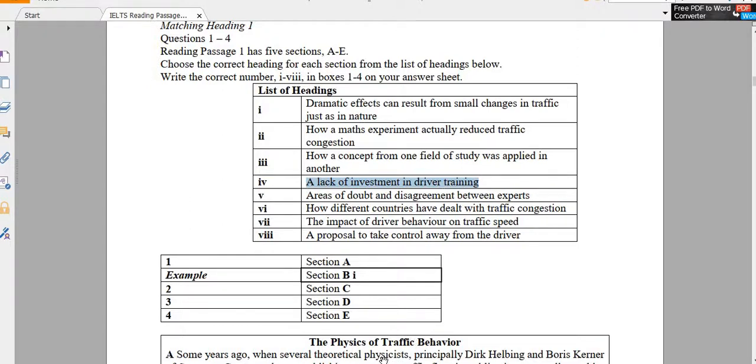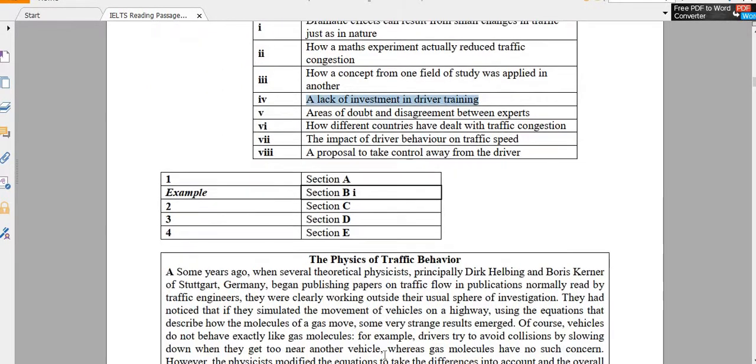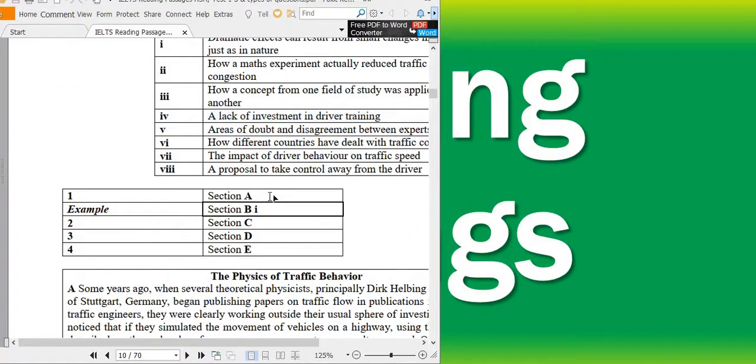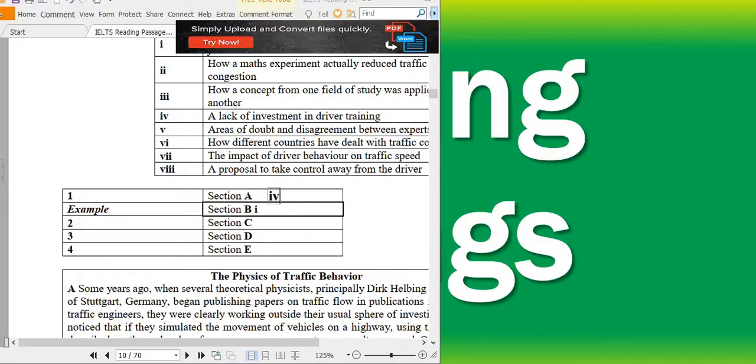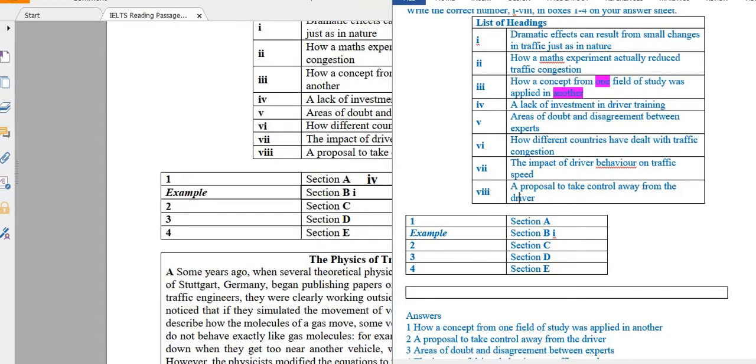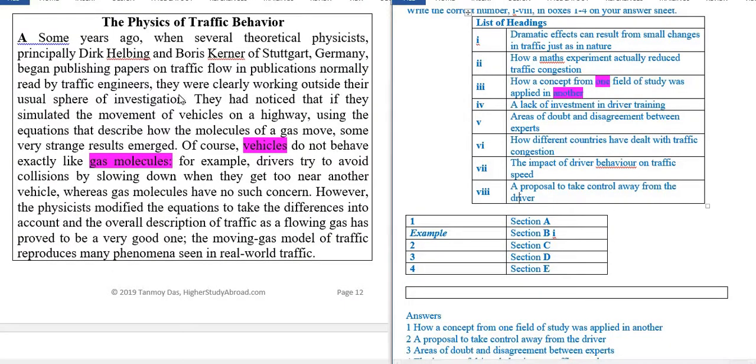If this is the answer for paragraph A, then in your answer sheet you will write IV. That will be your answer. Okay, so let's move on to it. Let's see what is written in paragraph A. Here is our question, here is our paragraph. Now for question 1, section A.